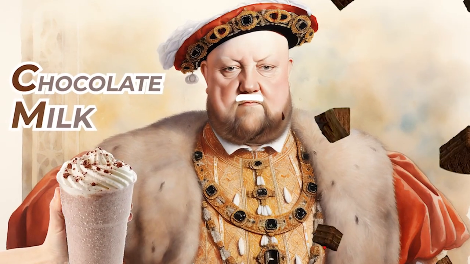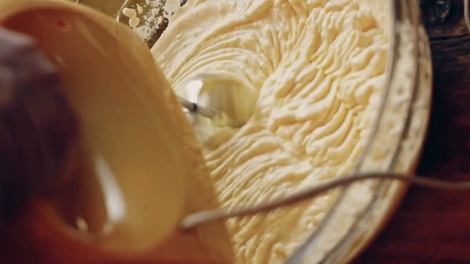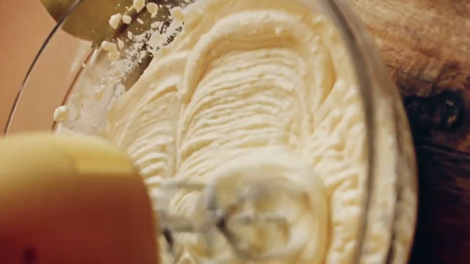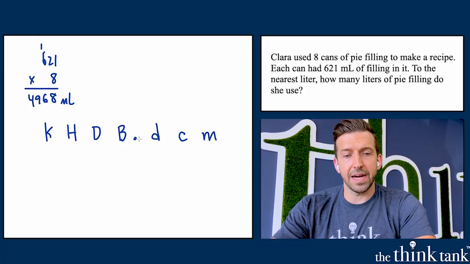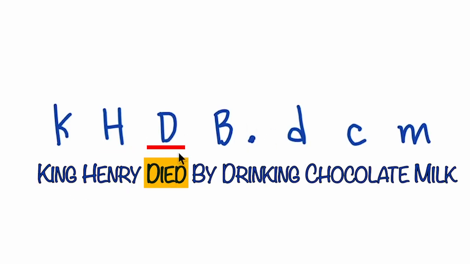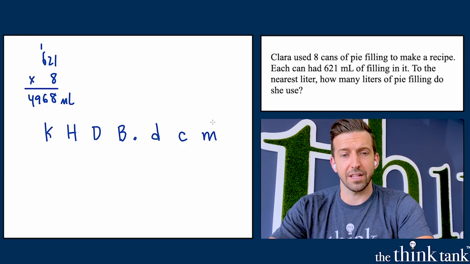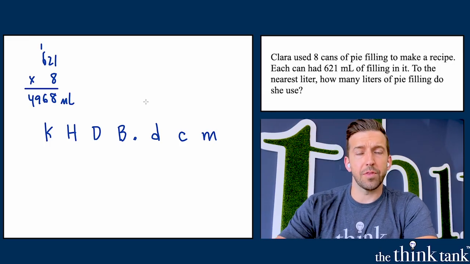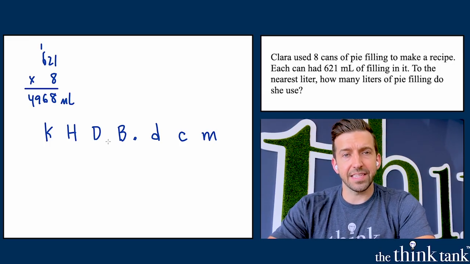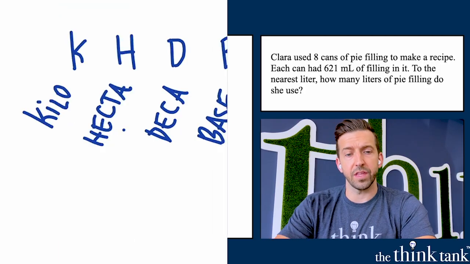It's a mnemonic device because what that allows us to do is remember the first letter of each prefix. So King Henry died by drinking chocolate milk. KHDBDCM. Poor King Henry, right? Must have been lactose intolerant or something. Well, why does that help though? These letters, KHD, etc., give us the first letter of the metric prefixes that they really represent.